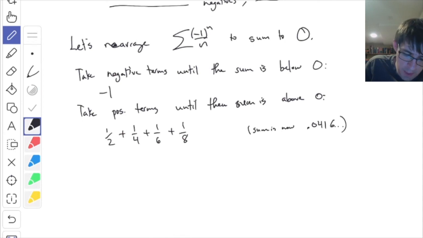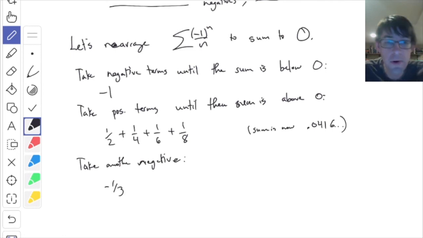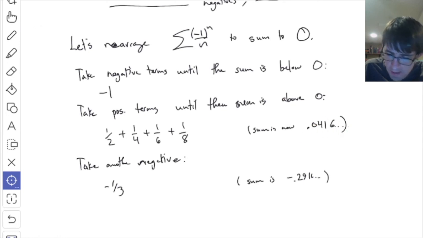Then I take one more negative term, another negative, which in this case, the next negative term was 1/3, right? You have to keep track of the positives and the negatives as two separate lists, and you're interleaving them in some way. You take another negative, and once you add that on, the sum now is, I did this on my calculator, 0.2916. This used to be the sum, but then I subtracted a third, and the sum drops down to this. But now I can pull positives again and add them on until this again goes above 0.